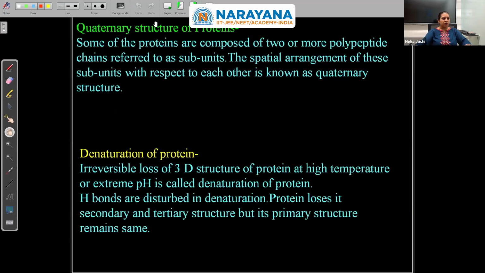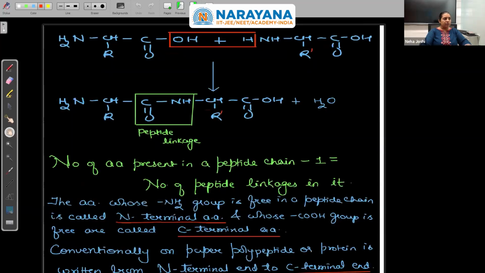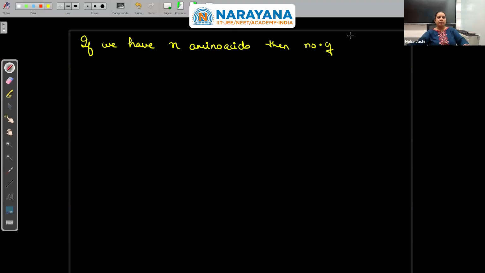So this, whatever we have said, if we have n amino acids, then they may ask number of dipeptides formed from them is. Okay, so it is usually n to the power 2.